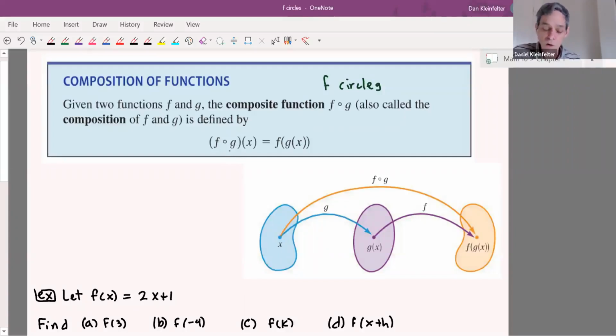You'll notice that the order of the functions makes a difference. Here on the left side, the g is closer to the x and the f is on the left side. Here we have f on the left side, and again, the g is closer to the x.